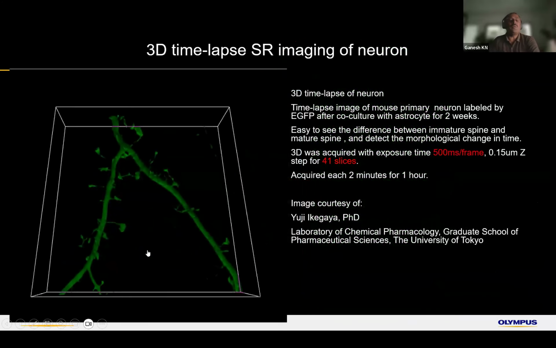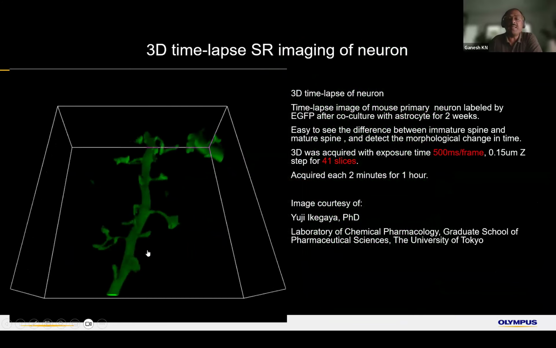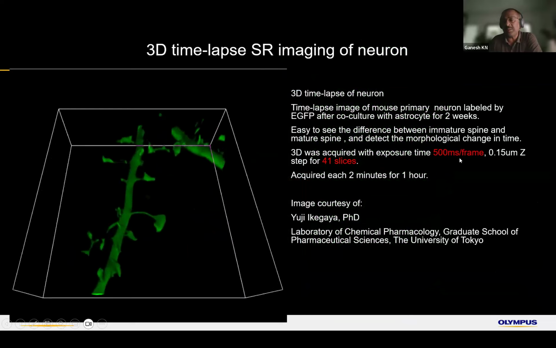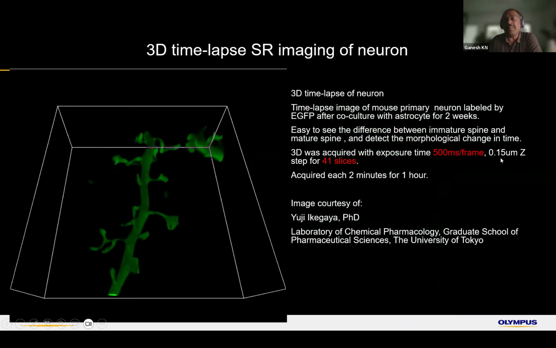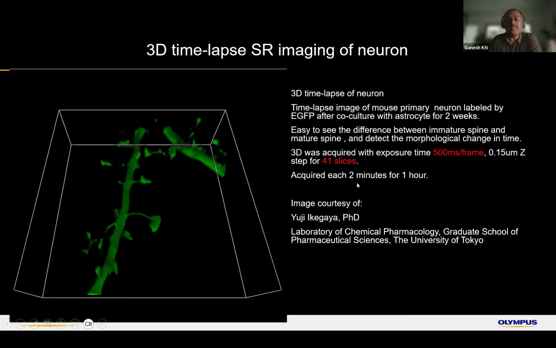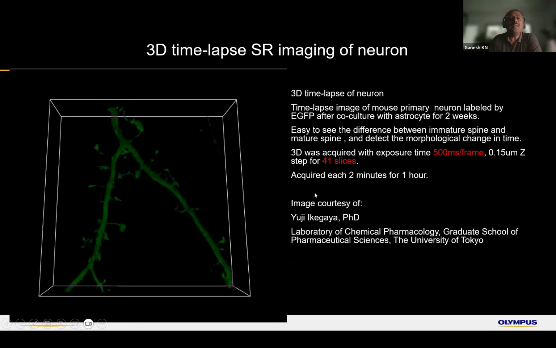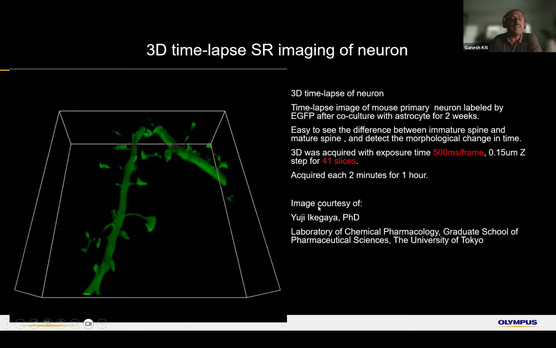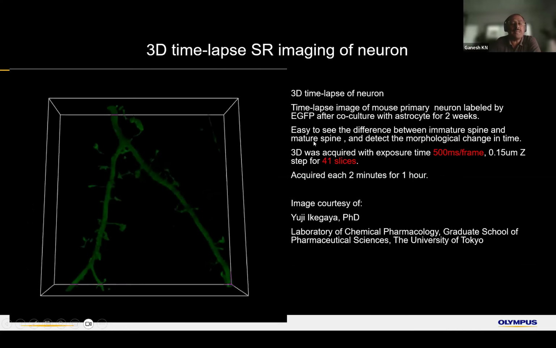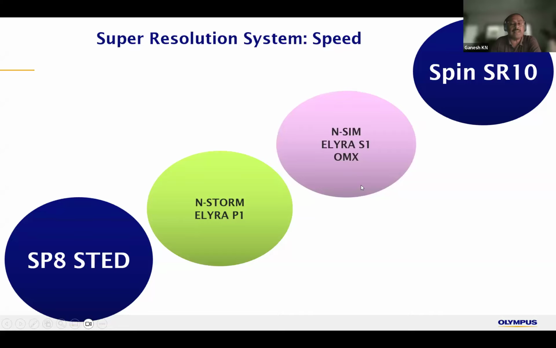It also gives you an option to do a 3D time-lapse image, where you should be able to do X, Y, Z, and T. In this particular case, with 500 milliseconds of exposure and 0.15 micron thickness, 41 slices were acquired at a 2 minute interval for 1 hour. So that means this will give you an option to image a 3D time-lapse, because your 3D reconstruction is more precise than with the conventional oil immersion objective. This objective comes with a better working distance of 800 microns.